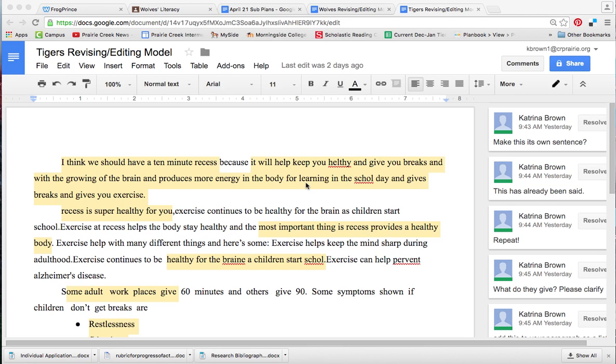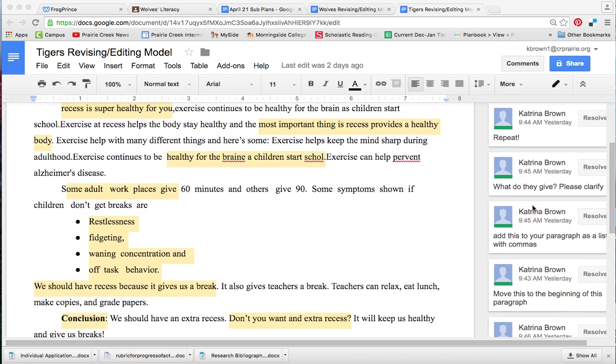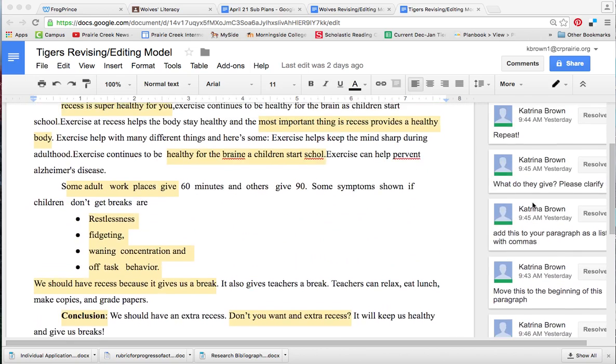This is Mrs. Brown. I'm going to go ahead and do a quick video to show you what the process might look like after you've gotten your paper back. Now you've gotten your paper back and you have all these suggestions over to the side. And the question is, what do I do with these?